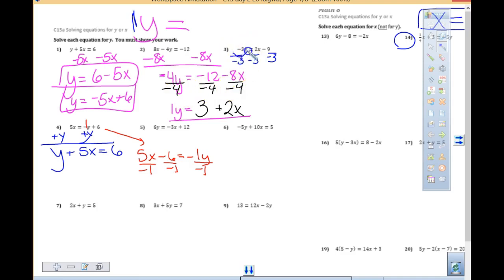In number 3, the y was already by itself, so you simply divided everything by negative 3 to get that answer, and you should have checked that in the back. Now, number 4, there were 2 ways to do number 4, and I want you to take a look at both of these ways, even if you've done number 4.